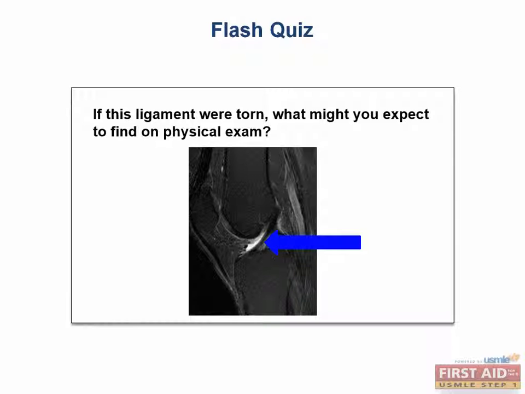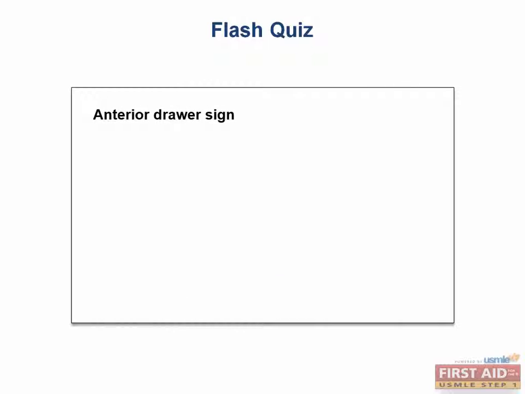Let's have a flash quiz. If this ligament shown here were torn, what might you expect to find on physical exam? An anterior drawer sign, because that was the ACL.